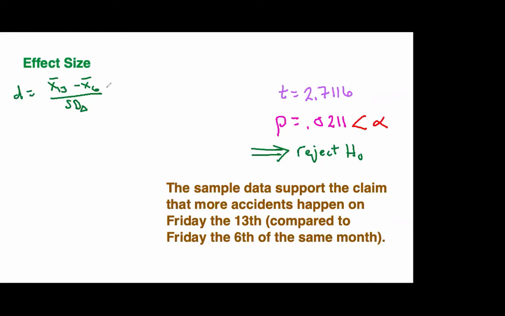Now, because these are paired, this turns out to be the average of the differences divided by the standard deviation of those differences. For our example, this was 3.33 and change divided by 3.0111, and that's an effect size of 1.11. If we compare that to what Cohen suggested, this is greater than 0.8, so that would suggest that this is a large statistical effect.